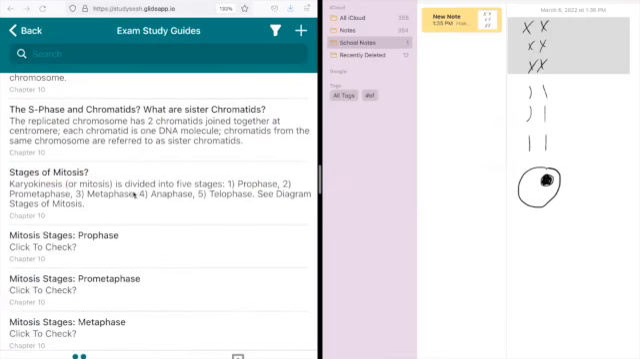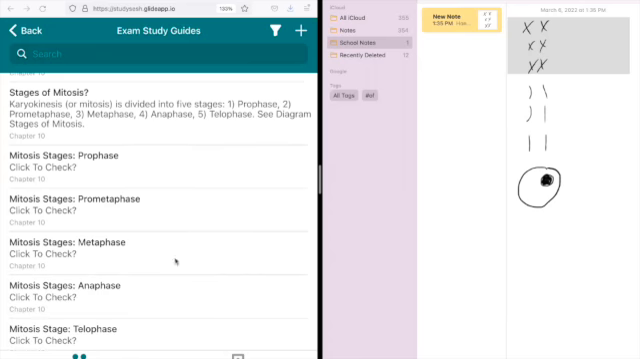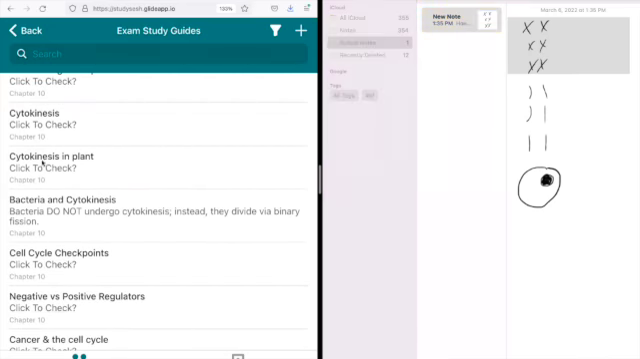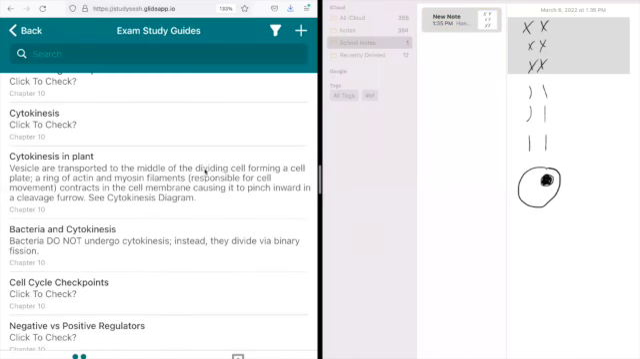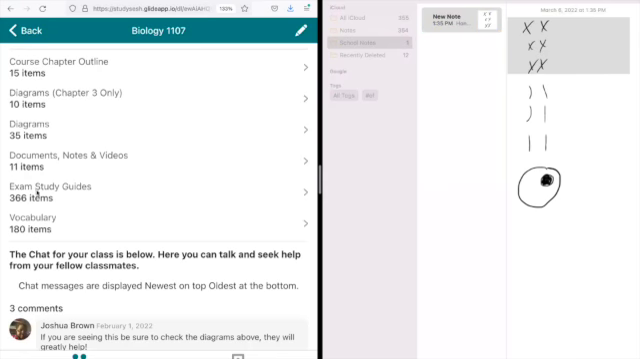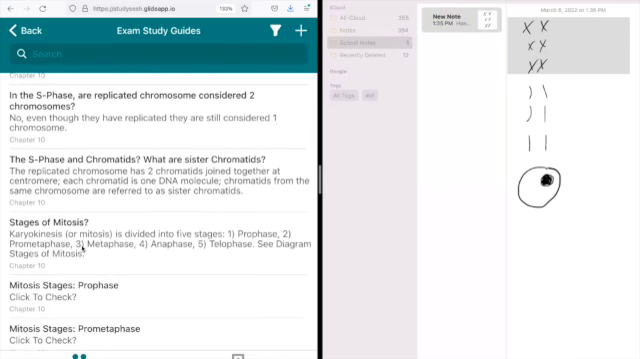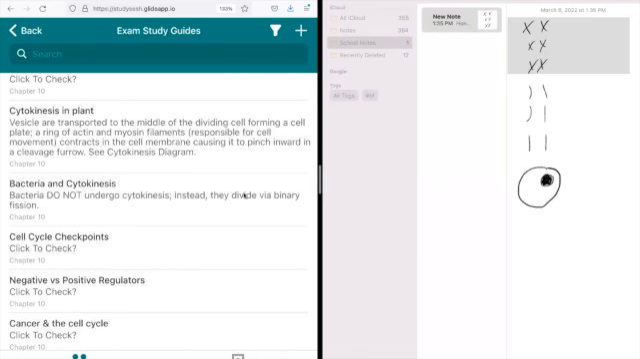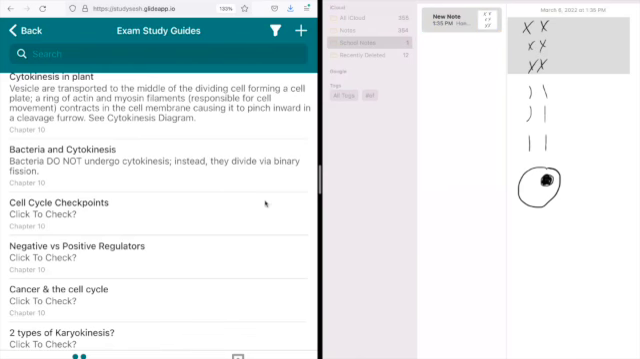We just talked about the stages of mitosis, and we went on to cytokinesis. All right, cytokinesis in plants. Vesicles are transported to the middle of the dividing cell, forming a cell plate. I actually have a diagram on that if you want to check it out, but I'm not going to go too much into that one. Bacterial cytokinesis: they divide by binary fission. We don't talk too much about that. Just know that their process is binary fission, not cytokinesis.